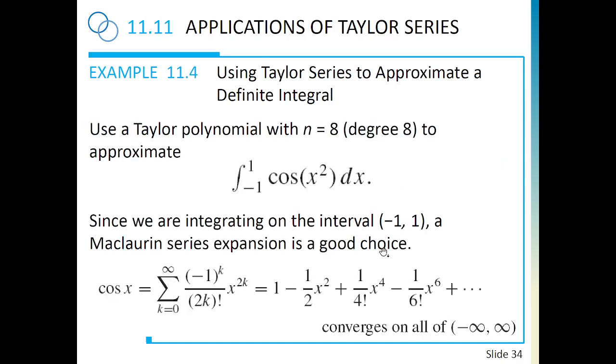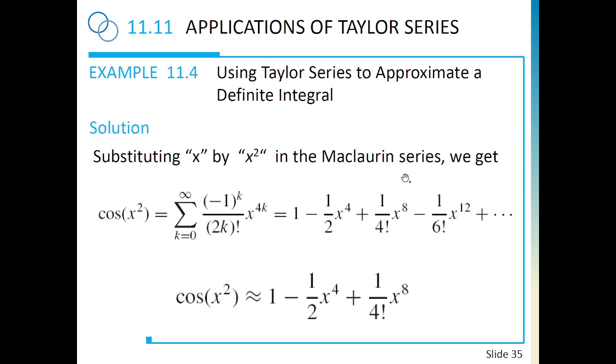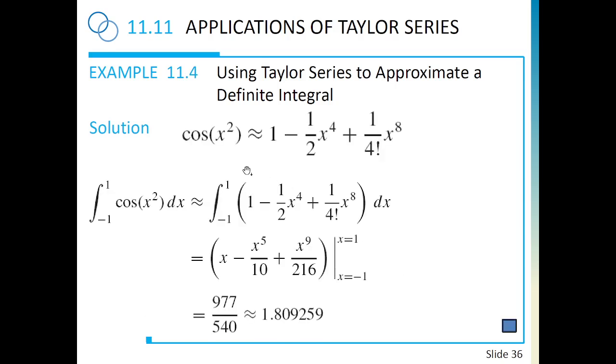Now the task was to use the Taylor polynomial of degree 8. So we cut here because this is the polynomial of degree 8 for cosine x squared. Okay, cool. So the approximation of cosine x squared by the polynomial of degree 8, as asked, is given here. So now we are going to integrate. That's the last step. So we integrate cosine x squared between negative 1 and 1, and the approximation is just the integral of our polynomial of degree 8 between negative 1 and 1, obviously.